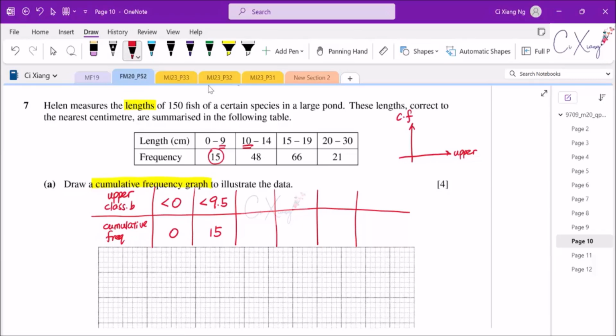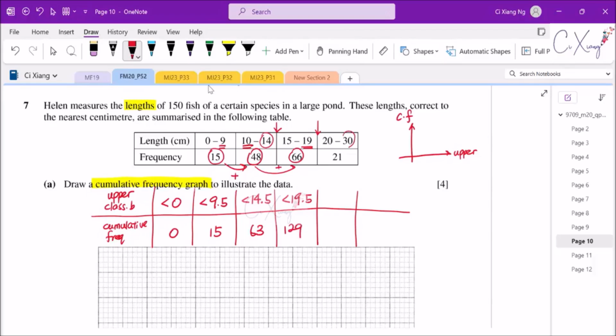Okay, then for the second class, what's the upper class boundary? For 14 and 15, there's a gap, so you take the value in between. So it'll be 14.5. For smaller than 14.5, the cumulative frequency is 15 plus 48, so you should get 63. Same thing happens for the next class. The upper class interval is 19, but there's a gap between these two classes, so you have to adjust the value to become 19.5. And for the cumulative frequency, please add your answer 63 just now with 66. So you should get 129.